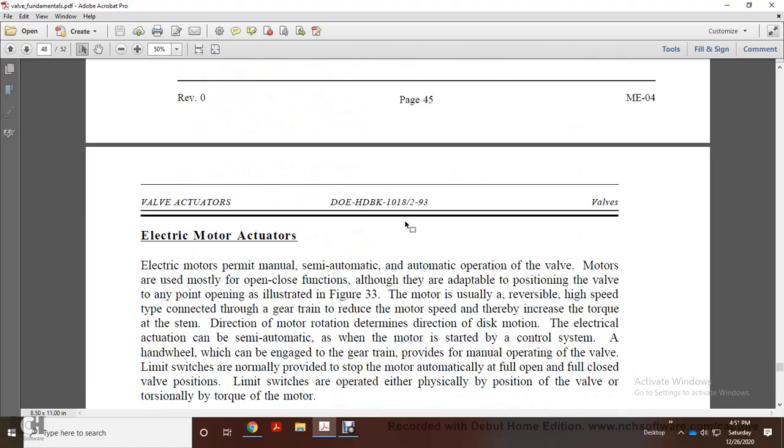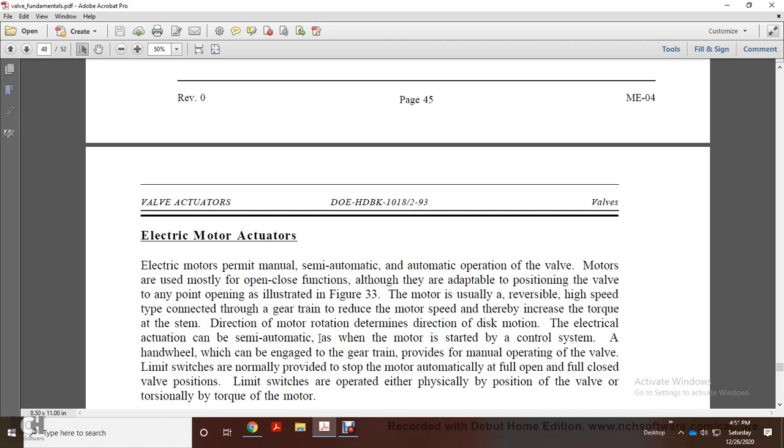Alright, electric motor actuated. Electric motors permit manual, semi-automatic, or automatic operation of the valve. The motors are most often open-close function, although they are adaptable to positioning the valve, as illustrated in Figure 33. The motor is usually a reversible high-speed type connected through a gear train to reduce motor speed, thereby increasing the torque of the stem. The direction of the motor rotation determines the direction of the disk motion.